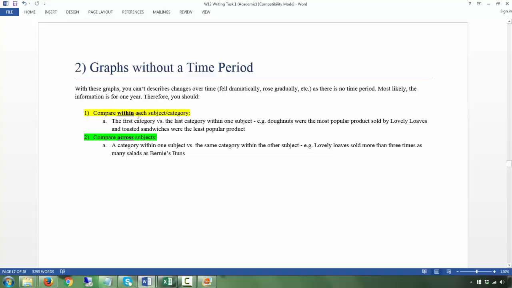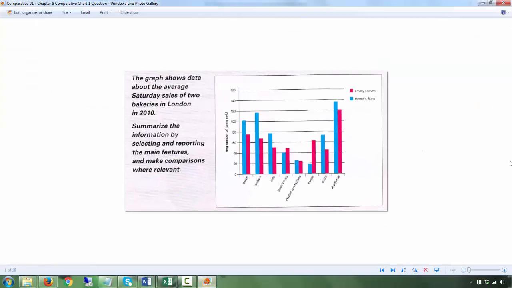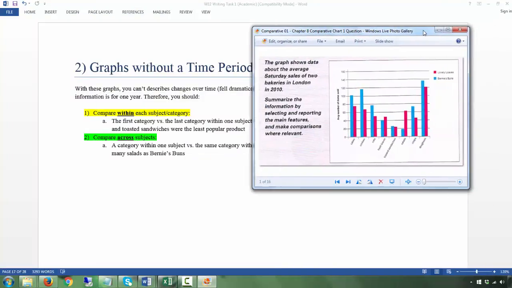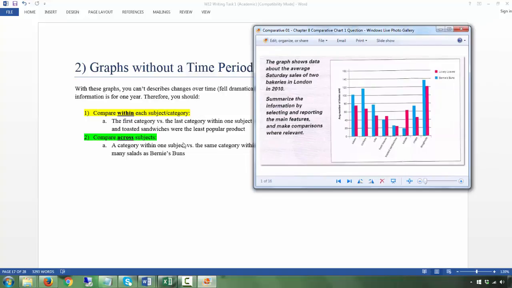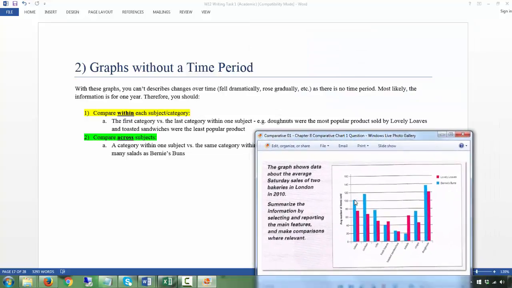All right, so when we have something like this, let's make it smaller. You're going to compare within each category. That means it could be the first versus the last category within a subject. For example, here you have Lovely Loaves and Bernie's Buns. You have different products. You have the number of items sold. So you have different categories like cakes, cookies, etc. You're going to think about the first and the last. So within the category of, say, Bernie's Buns, you're talking about the first and the last.